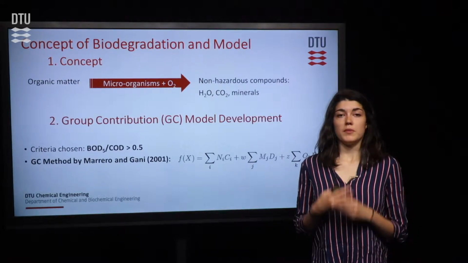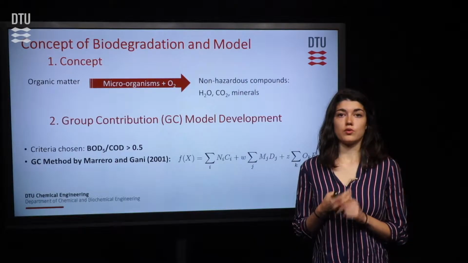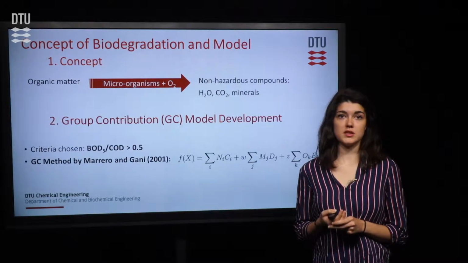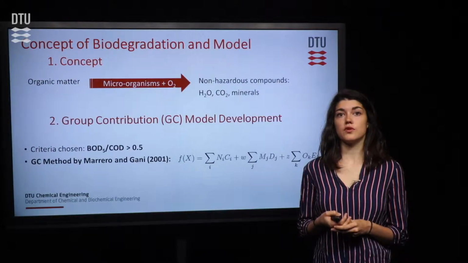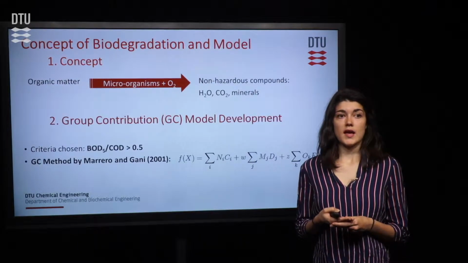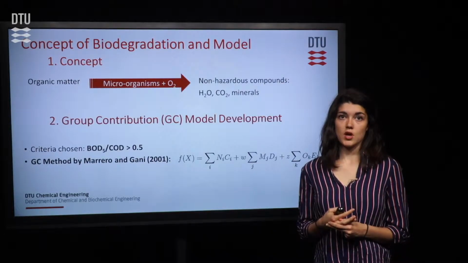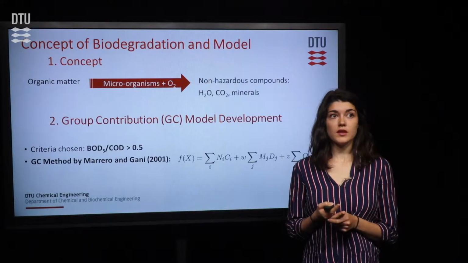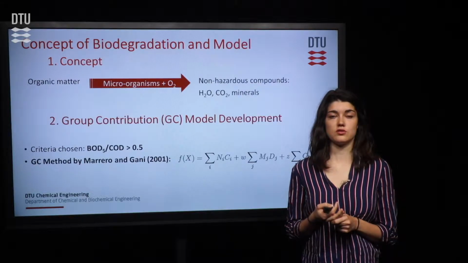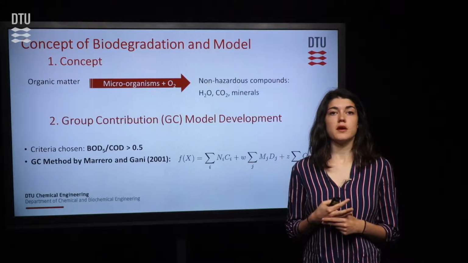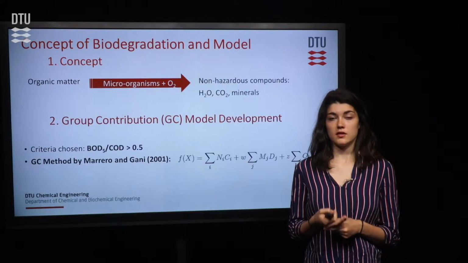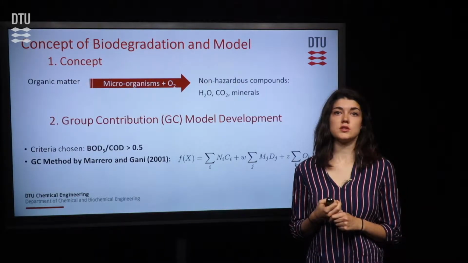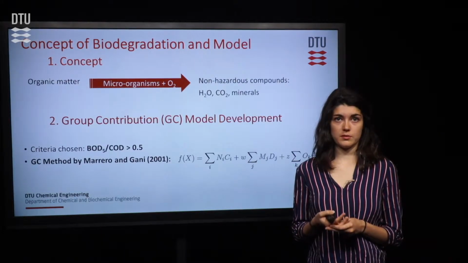So the method that we chose is the group contribution one, and we chose to focus on the criteria developed and legally adopted by the OECD, which is the Organization for Economic Cooperation and Development. And this is the ratio of BOD5 on COD, which needs to be more than 0.5 to consider a compound as readily biodegradable. So the BOD5 is the biological oxygen demand, so the amount of oxygen consumed by the microorganisms in 5 days in the dark at 20 degrees. And the COD is the chemical oxygen demand, so the amount of oxygen needed for the oxidation of the sample.